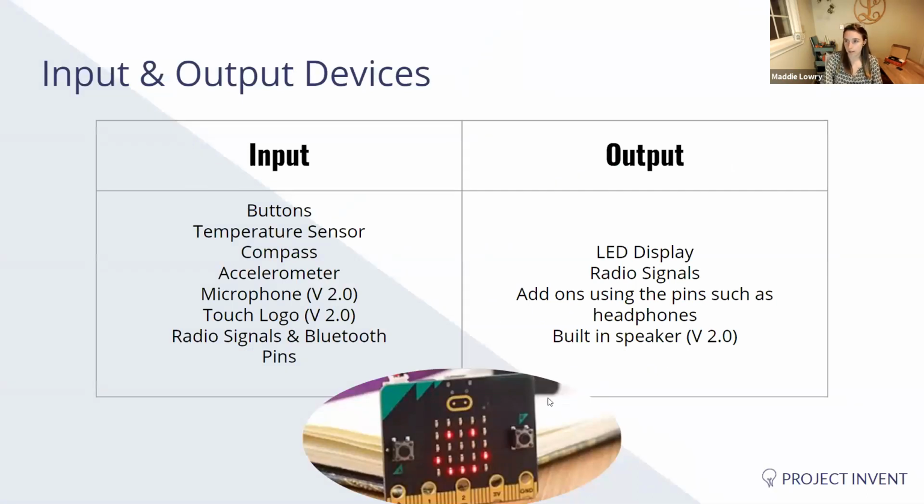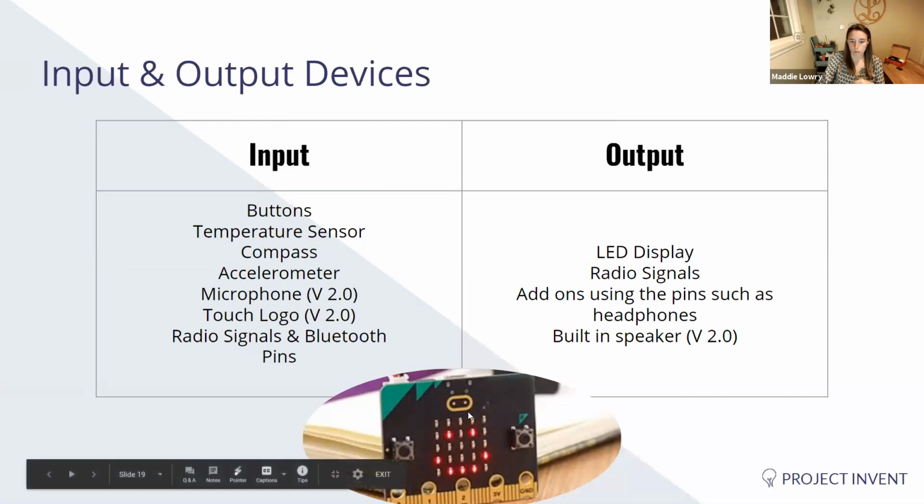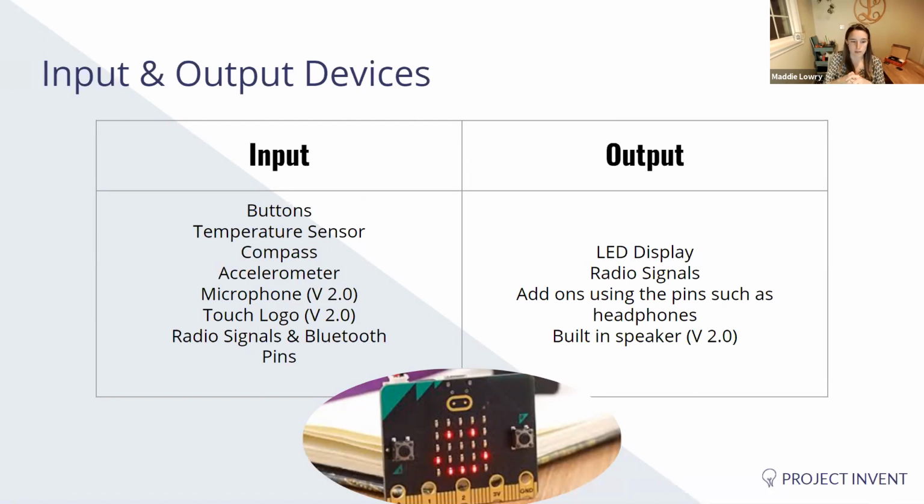So some of the inputs and outputs that Microbit has is those buttons I was talking about. There actually is a temperature sensor. So for you science teachers, you can do this with weather, which is in the project ideas. It has its own compass and accelerometer. It has, only in the version 2, like I said, a microphone and then the touch logo. So up here where you see this guy, that's now an external next button. So your version 2s now similarly kind of have 3 buttons. And then radio signals and Bluetooth pins. So both of these have these. They're just a little bit better in the version 2.